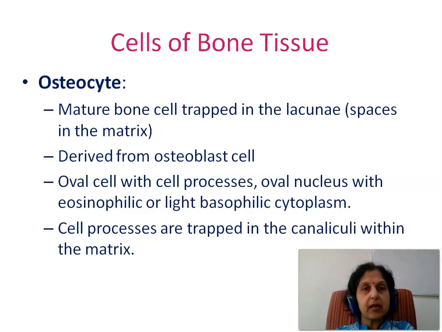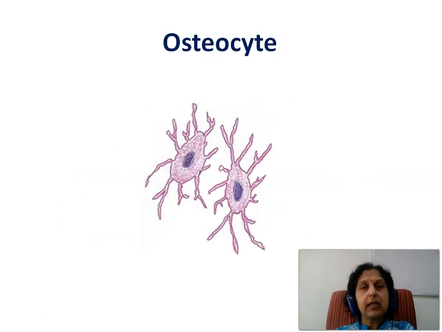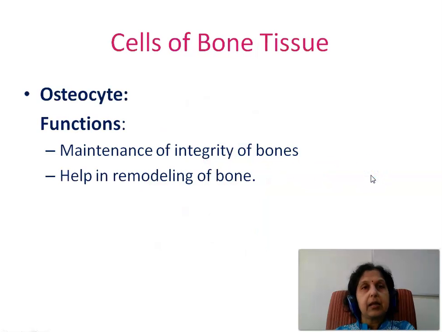These are oval cells with cell processes, having an oval nucleus with an eosinophilic or light basophilic cytoplasm. Cell processes are trapped in the canaliculi within the bone matrix. This is a diagram of osteocyte, where we can see that each cell is oval with an oval nucleus and numerous cell processes. The functions of the osteocyte are that they maintain the integrity of the bone and they help in remodeling of the bone tissue.